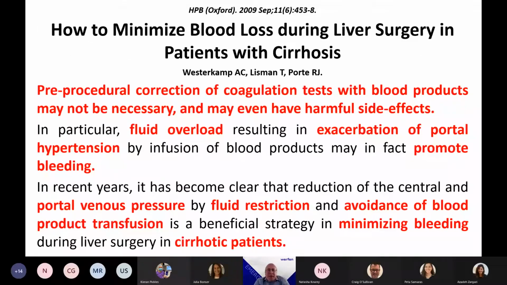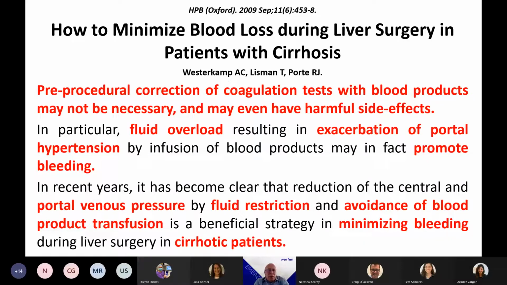And of course, this is not a new discussion. You see, that's a paper already 12 to 13 years ago, again from the group from Groningen in the Netherlands, just pointing out again that the most often reason for bleeding is an exacerbation of the portal hypertension.